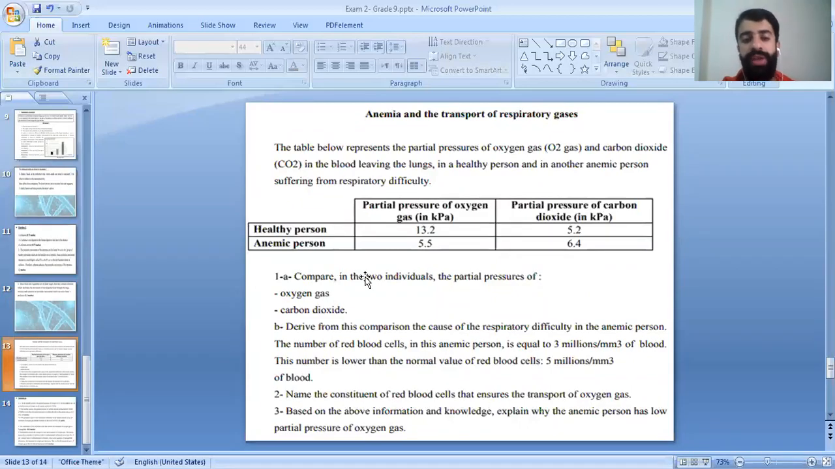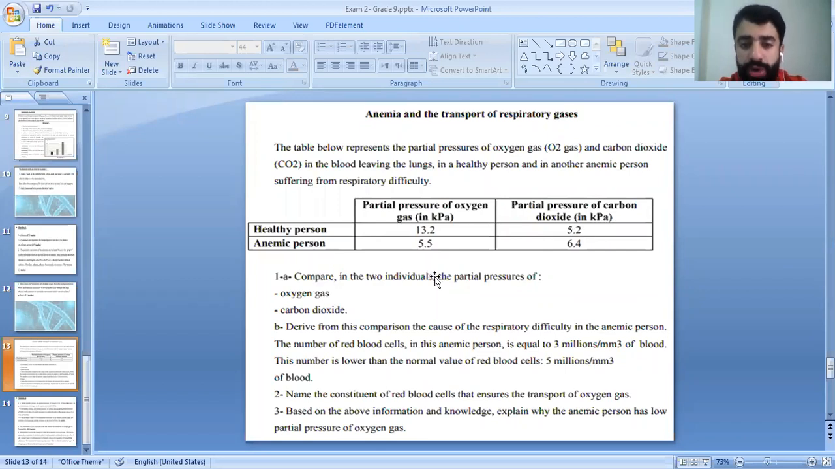Here, in the healthy person, the partial pressure of oxygen gas in kilopascal was 13.2, while that of carbon dioxide was 5.2. In the anemic person suffering from respiratory difficulties, the partial pressure of oxygen gas was 5.5, which is less than that in the healthy person, while that of carbon dioxide was 6.4, which is greater than that in the healthy person, which was 5.2 kilopascal.